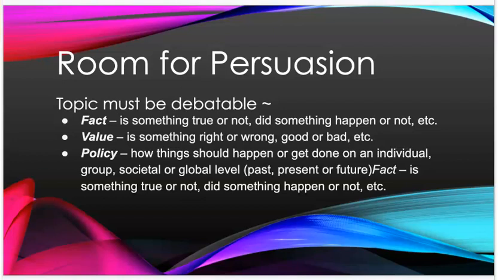Lastly is policy. This is how things should happen or get done by an individual, by a group, by a society, or at a global level. And it can happen in the past, present, or future. An example could be: the United States should adopt a model of measuring gross national happiness because a government is there to serve its citizens, and happiness is a great way to measure how well it's serving the citizens, right? So we need to get a sense of whether it is debatable or not, with fact, value, or policy.